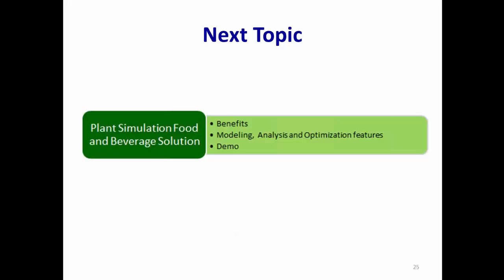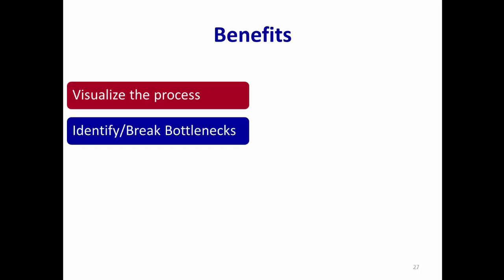Our next topic covers the details of our Plant Simulation food and beverage solution. A big benefit of this solution is that simulation lets you visualize the process. Sometimes just watching the simulation run can help you to identify bottlenecks, not to mention being able to communicate your process to others. One of Plant Simulation's many strengths is identifying bottlenecks and breaking those bottlenecks with what-if games.